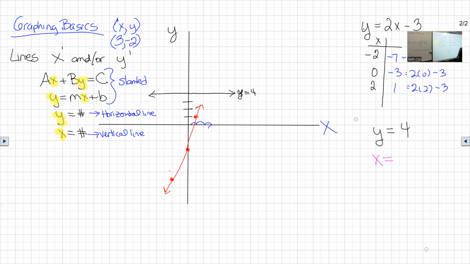So x = 6. Again, if I put hash marks on my x-axis, what kind of hash marks are they? Vertical. X = 6. Vertical.